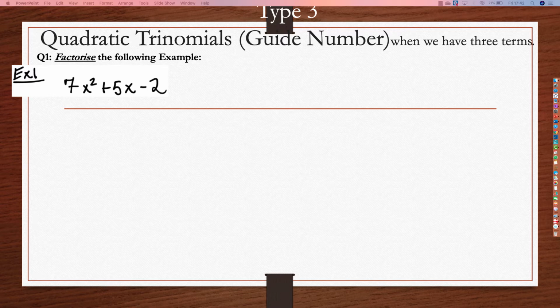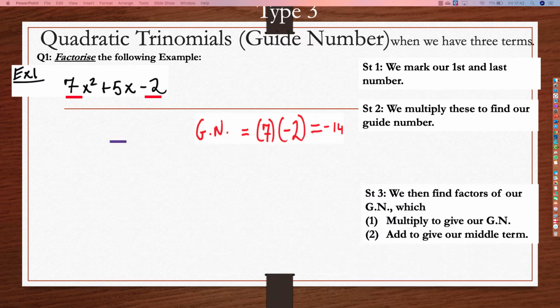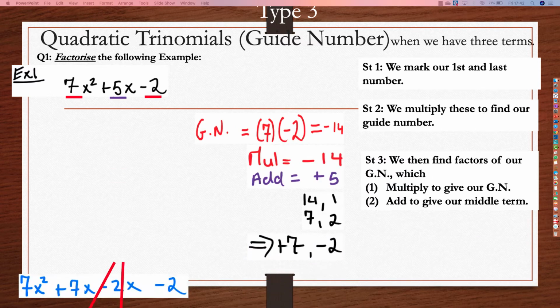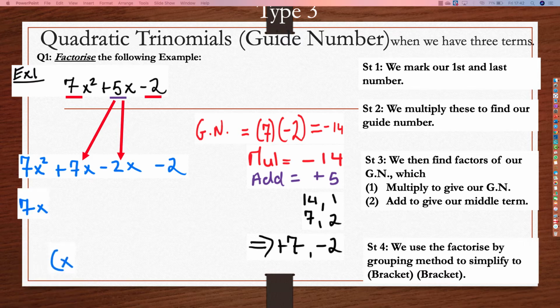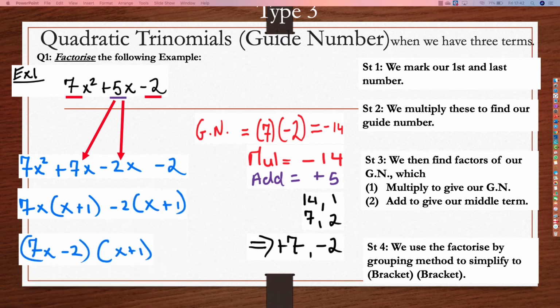What do we get, Steve? 7x minus 2, x plus 1. So I do it via guide number, so obviously you can just do a bracket, that's okay. 7x squared plus 7x minus 2x minus 2, which becomes 7x times x plus 1 minus 2 times x plus 1. You get a final answer of 7x minus 2 and x plus 1. That's just, as I said, a different method depending on what school you're in.